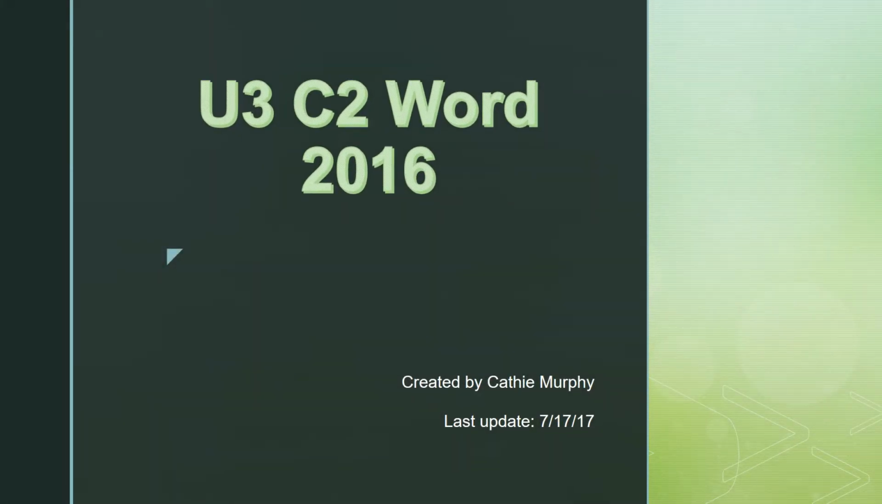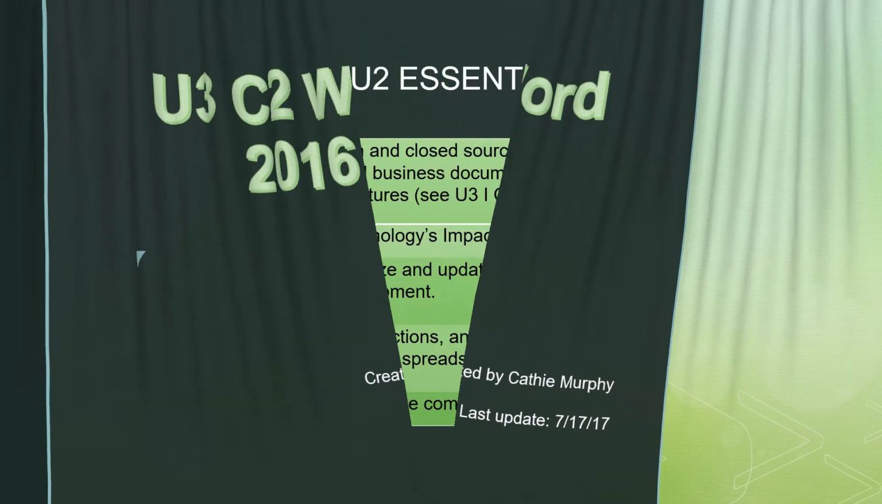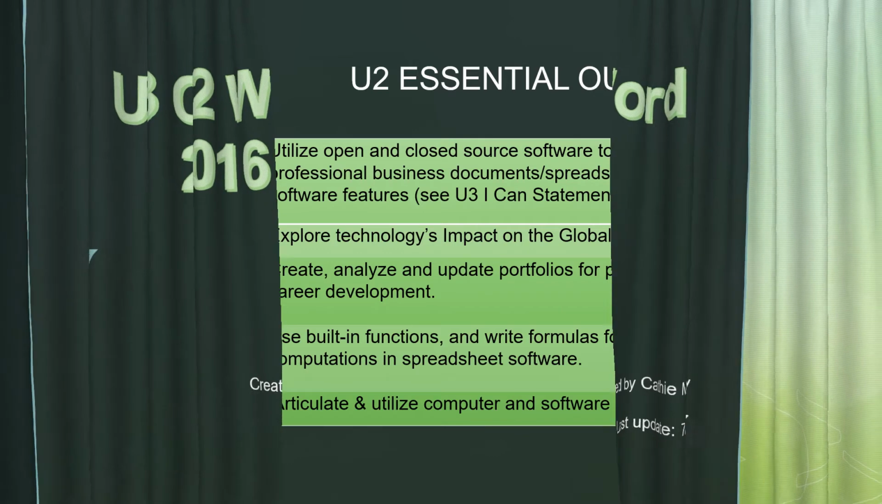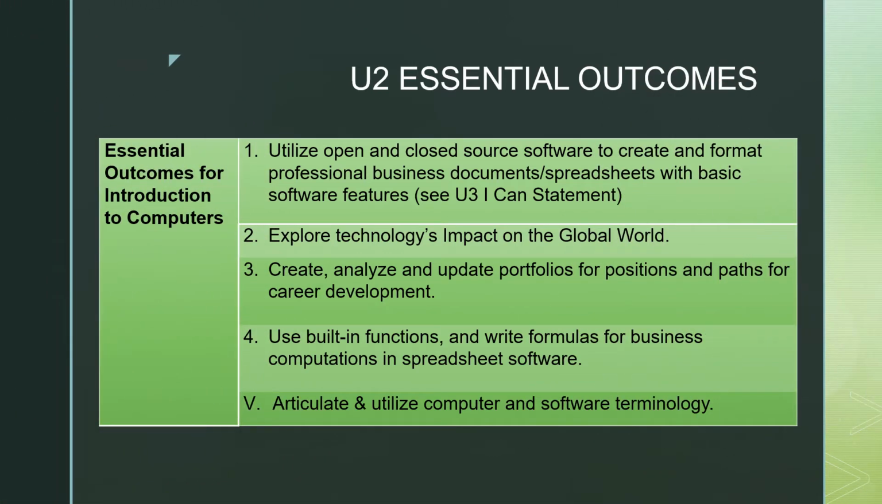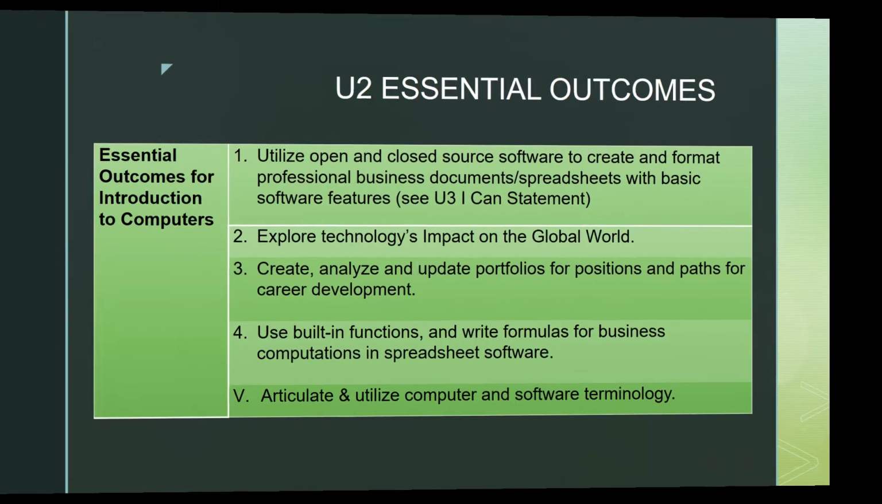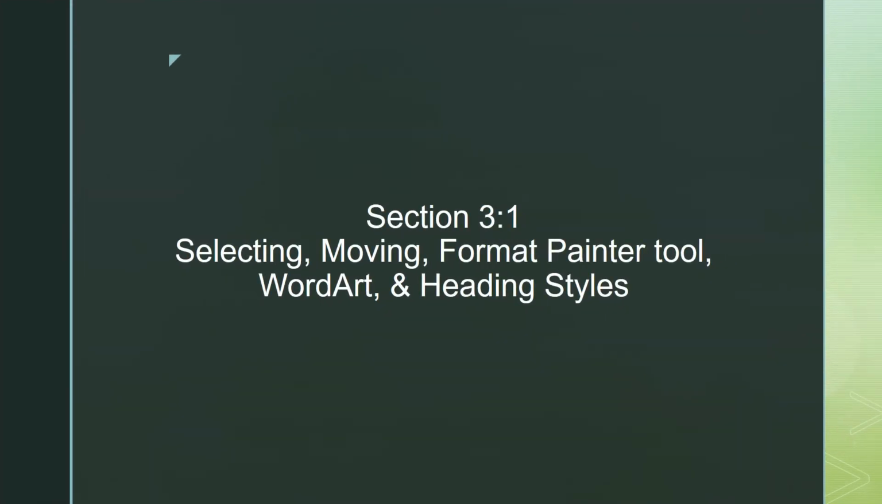Welcome to Unit 3, Chapter 2, Word 2016, Part 1. The essential outcomes for this chapter: you'll be utilizing open and closed software, as well as creating and analyzing portfolios for positions and paths for career development. Section 3-1: selecting, moving, format painter tool, WordArt, and heading style.